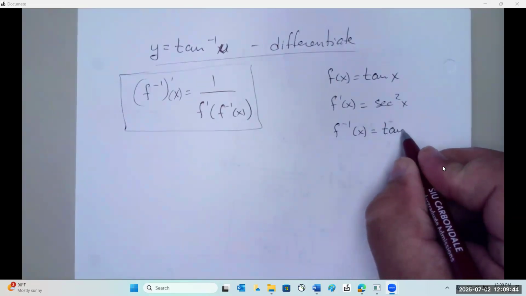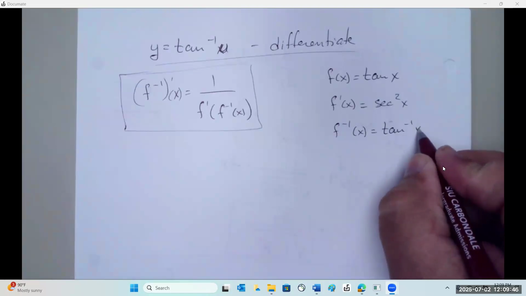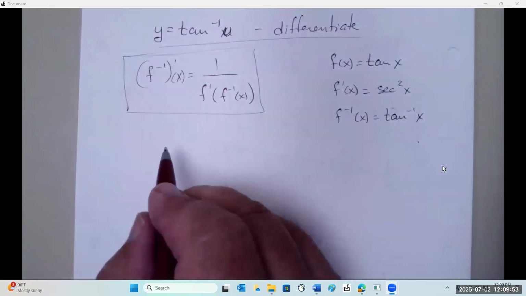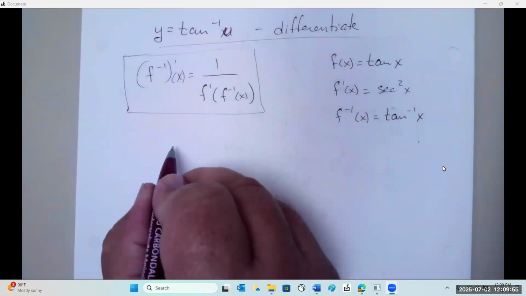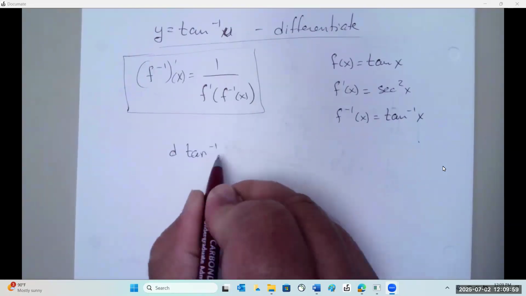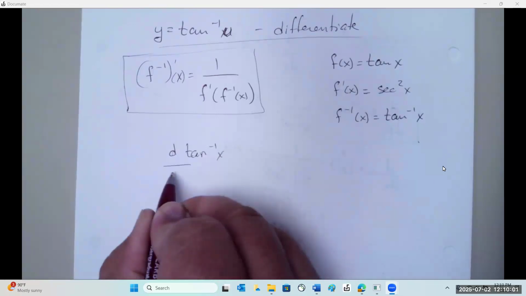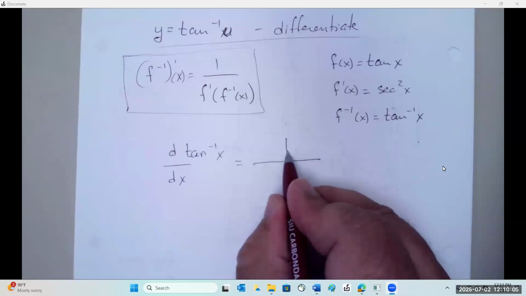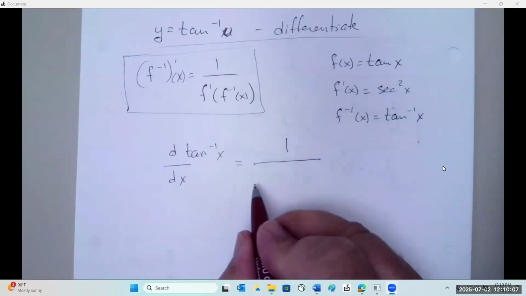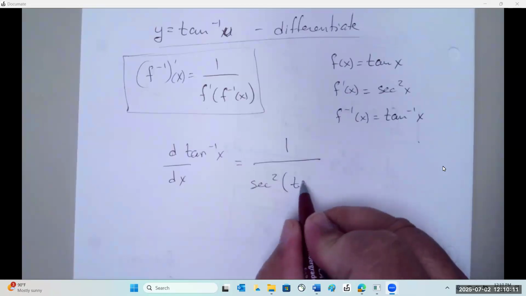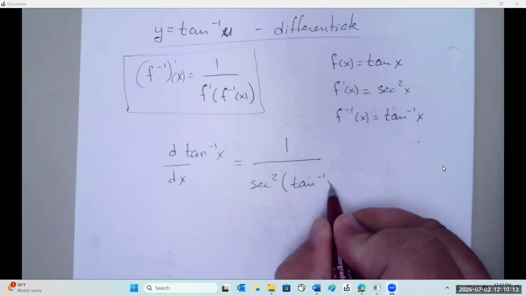And our inverse function was tangent x, because we need all that stuff for our function. So to differentiate inverse tangent of x dx, we have the f prime, which is secant squared of tangent inverse.